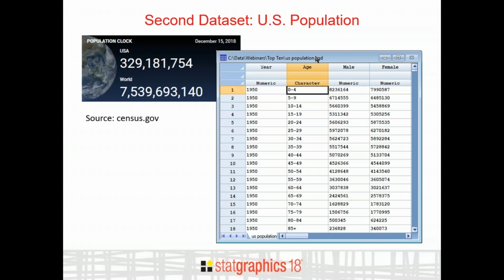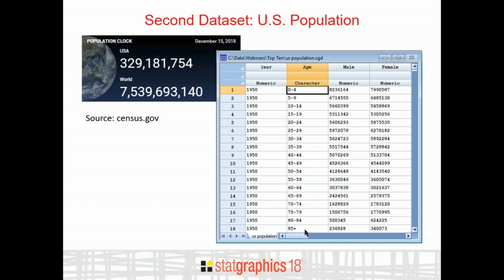Now, from our Census Bureau, from their website, I pulled a data set that describes how the U.S. population has changed since 1950. The data consists of yearly counts of males and females in various age categories. For example, I know back in 1950 how many males and females were aged between 0 and 4 years, between 5 and 9 years, 10 to 14 years, all the way up to 85 plus.